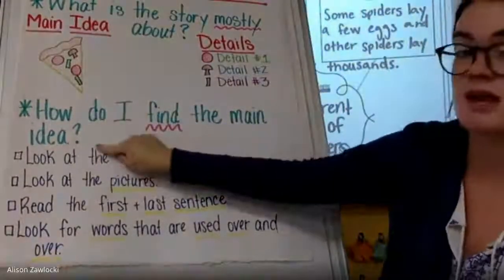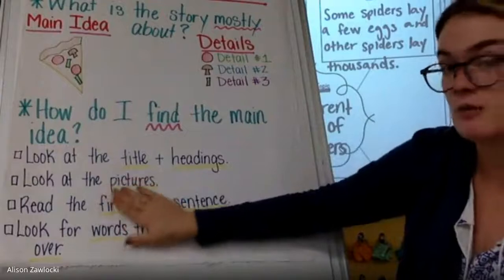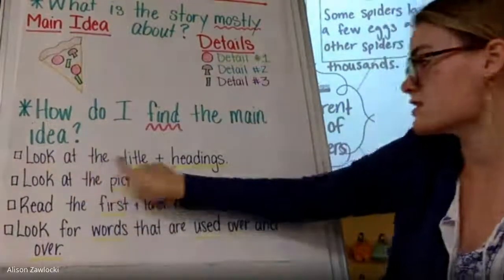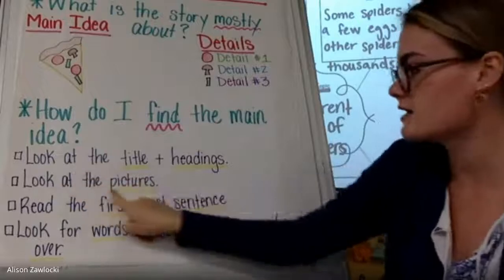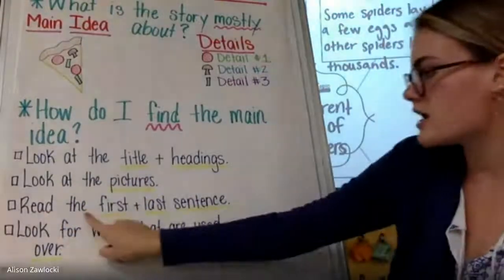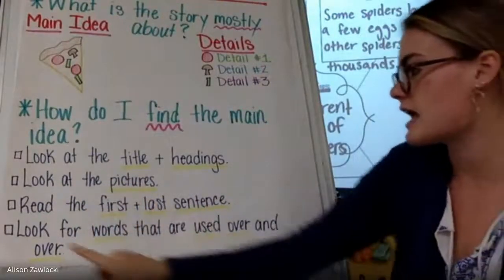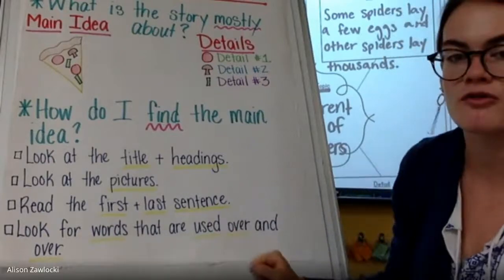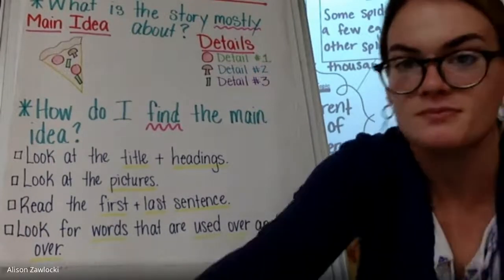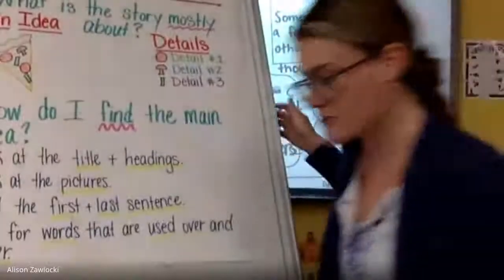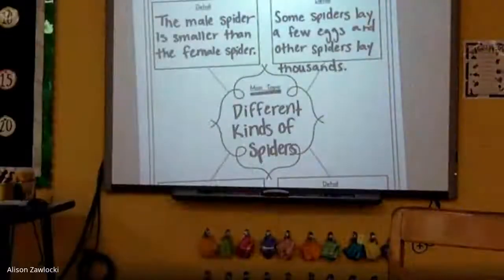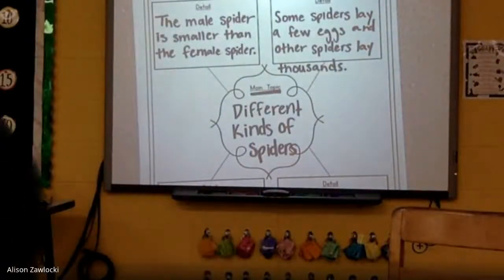How do I find the main idea? Remember, we need to practice this. You can look at the title and the headings. You can look at the pictures, reread the first and last sentence, and look for words that are used over and over. So we are going to be reading the second half of Spiders together, and then we're going to finish out our graphic organizer.